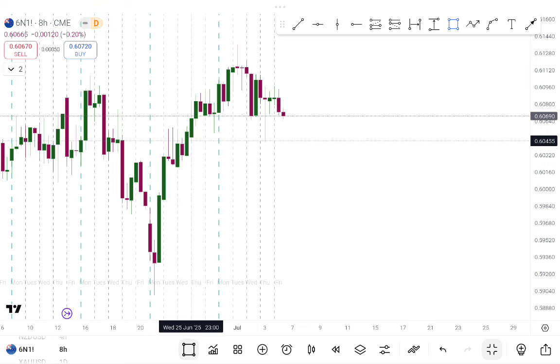Why are we coming to 8 hours, by the way? The reason why we are coming to 8 hours is because, majorly between major sessions, like between London and New York, for example, price has 8 hours between the two sessions. So that's why we come to 8 hours time frame to pick our zones to target sessional trade liquidity.